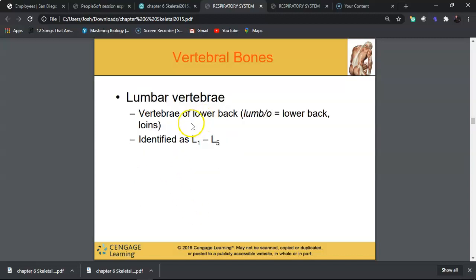Then the lowest part of the vertebral area before we get to the sacrum is called the lumbar vertebrae. Lumbar means lower back or loins. These are the largest of the vertebral bones because they support not only the upper body but also the nerves that innervate the lower part of the body, and they are identified as L1 through L5.